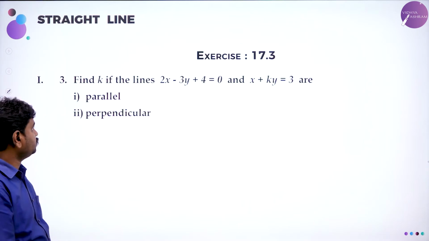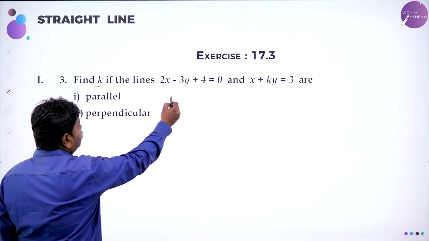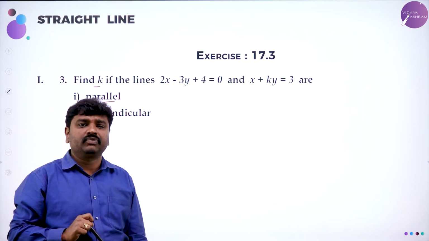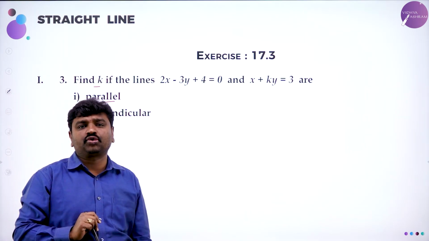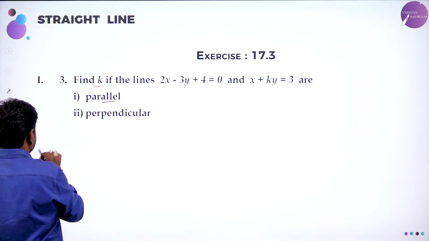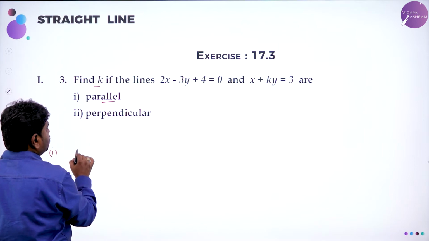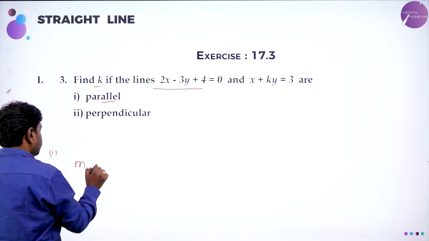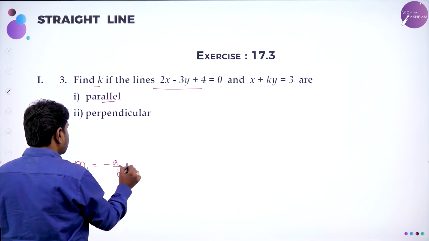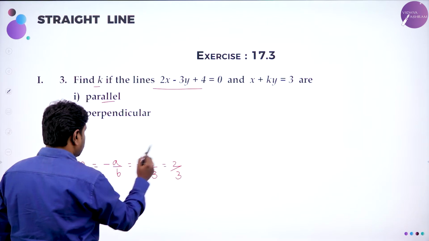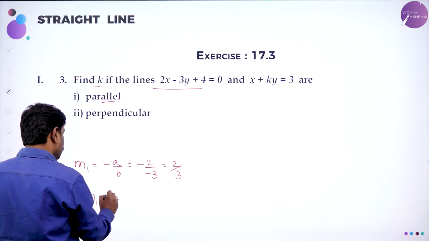Find k if the lines are parallel. If the lines are parallel, they want you to find k. All of you know if two lines are parallel, then their slopes are equal. So now first case, the slopes should be equal. What is the first line? 2x minus 3y plus 4 equal to 0. For the first line, the slope is m1, minus a by b, minus 2 by minus 3. That will be 2 by 3. Now you got the slope of the first line. The slope of the first line is 2 by 3.